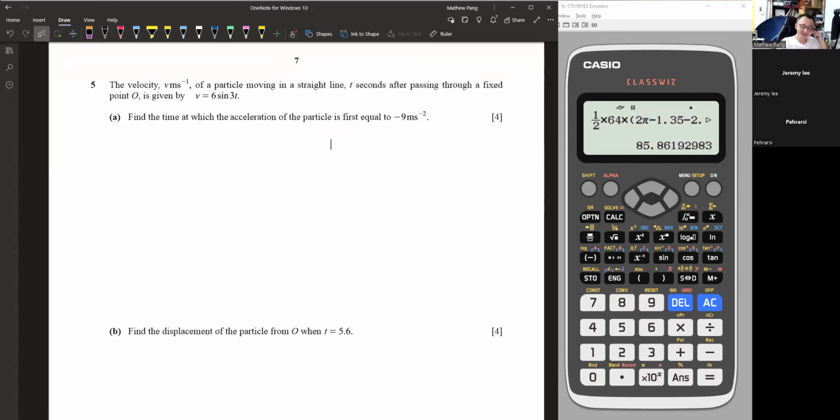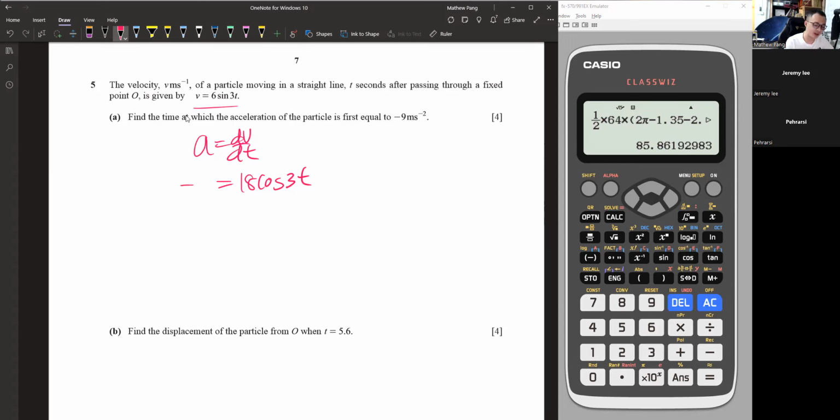All right, we have a velocity and we want to find the acceleration. So we differentiate velocity. If I differentiate 6 sin 3t, sine gives cos, and 3t gives 3, so it's 18 cos 3t. Now they say when a equals −9, so I plug in −9 here. At least I have the a equation first. Then 18 cos 3t equals −9, so cos 3t equals −1/2.